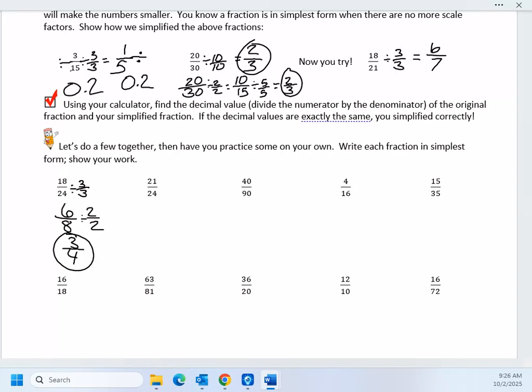Let's do one more. 21 over 24. What scale factor can I divide out? Jackson? 3. What is 21 divided by 3? Rhoda? 7. What is 24 divided by 3, Rhoda? 8. Can I divide anything more out? No. 7/8 is as low as I can get. Does that make sense? Yep. Any questions on the simplifying?